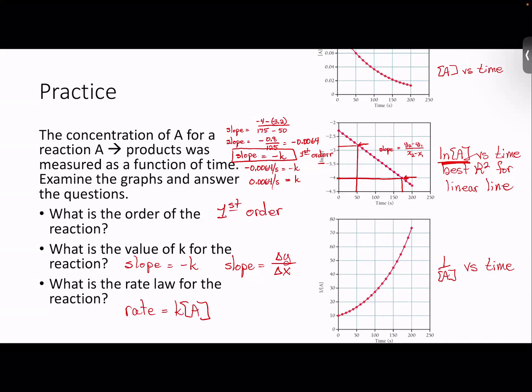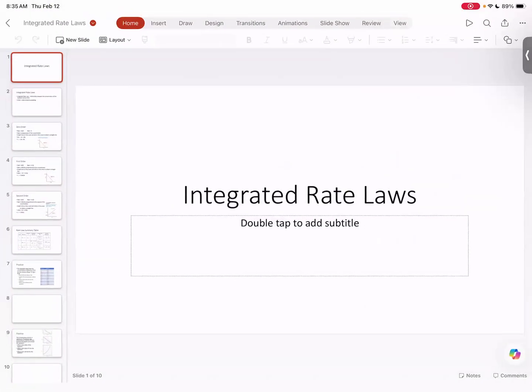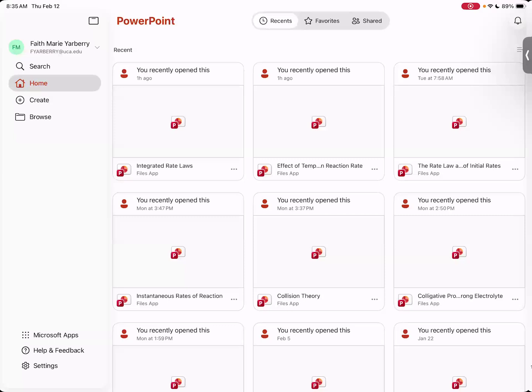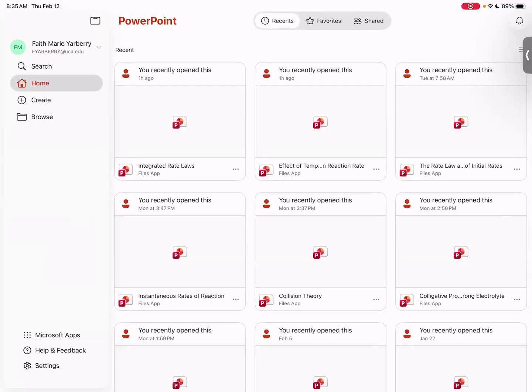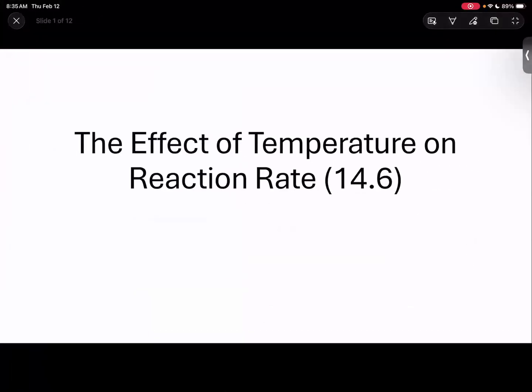Okay. Any other questions? If not, then we'll move on to the effect of temperature on reaction rate.